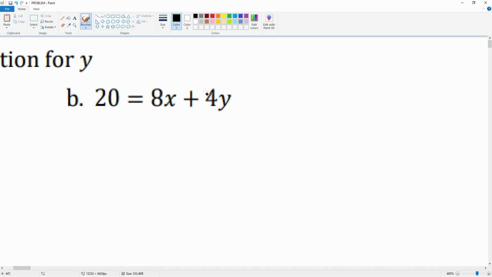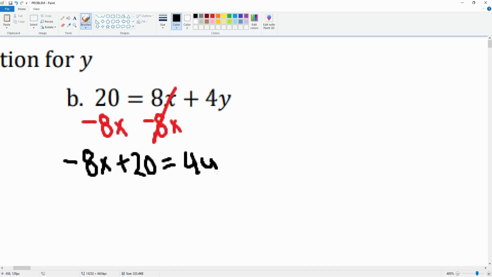All right, B. Again, we have to get y alone, so we're going to subtract 8x from both sides. In this process, this cancels. 8x minus 8x cancels on my right-hand side. On my left-hand side, we have negative 8x plus 20 equals 4y.